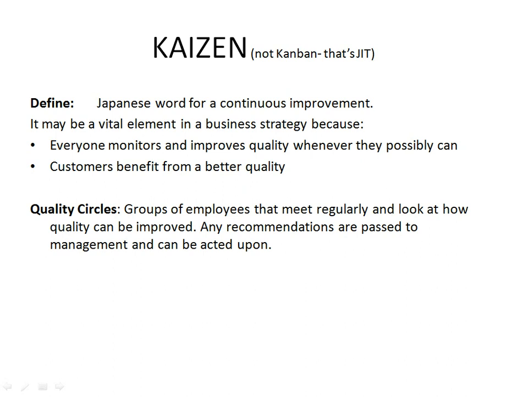Kaizen. Now, Kaizen is not Kanban like we talked about previously. That's to do with JIT. If you haven't watched that video, I suggest you check out my previous video. Kaizen is a Japanese word for continuous improvement. It summarizes a whole company approach to quality control. Everyone is involved in the search for improvements to both the product and the process of production. It could be a vital element in the business strategy, because it helps everyone monitor and improve quality whenever they possibly can, and customers can benefit from a better quality.